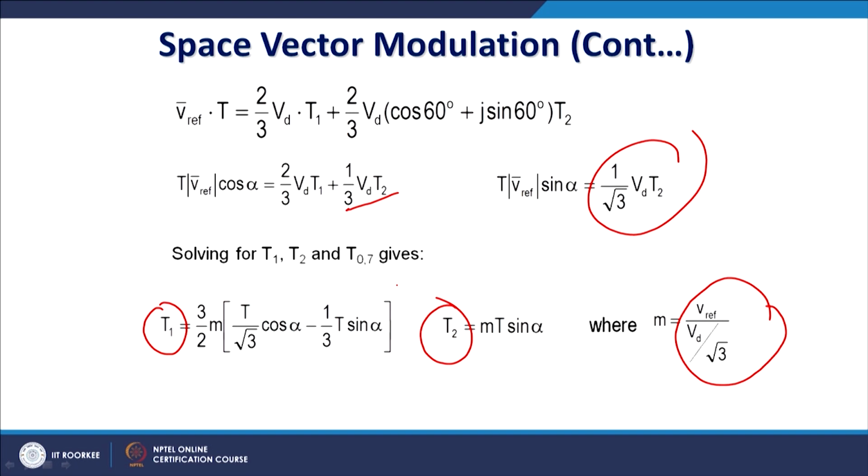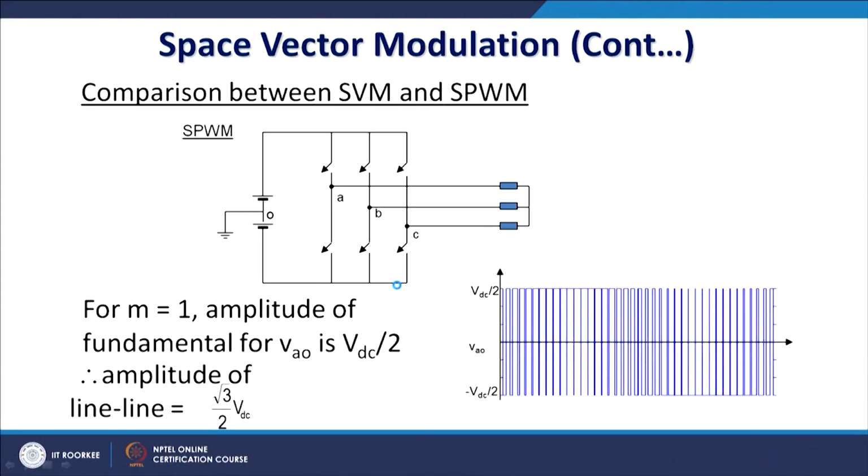Students will be asked to calculate, different values will be given and students are required to calculate what the timings of T1, T2 are. So, let us compare sine triangle PWM or combination of SVM with SPWM.